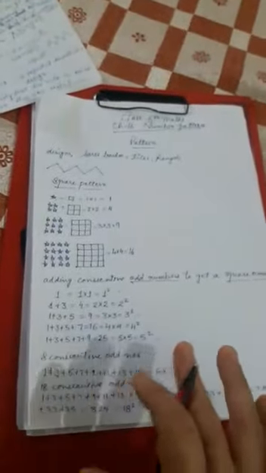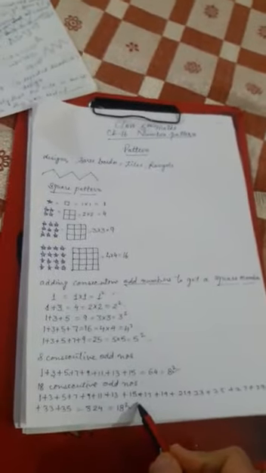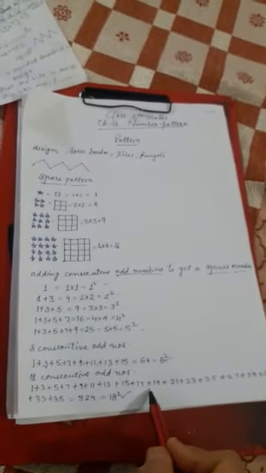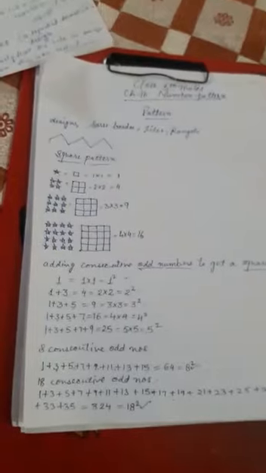So these numbers show a relationship between a square number and the odd numbers. Hope you all understand.